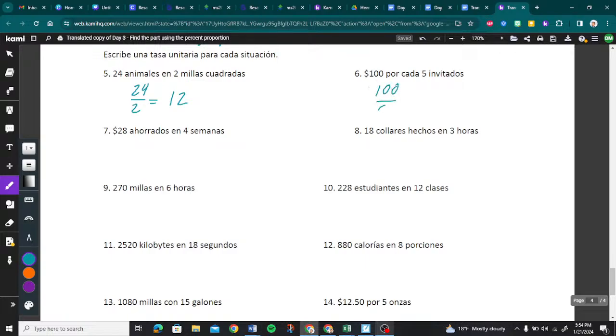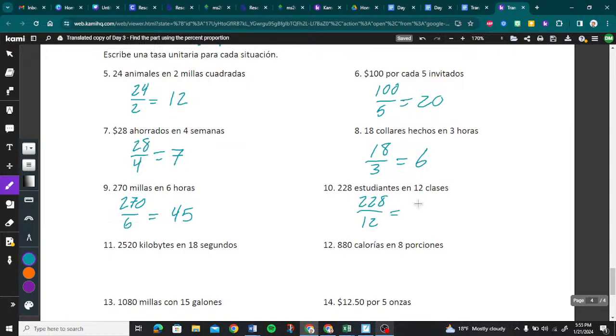100 over 5 is 20. 28 over 4 is 7. 18 over 3 is 6. 270 over 6 is 45. I hope. 228 over 12. Oh, that's probably 19, but I'm going to double check here. I'm going to pull out my calculator. Yep, I'm right. 19.